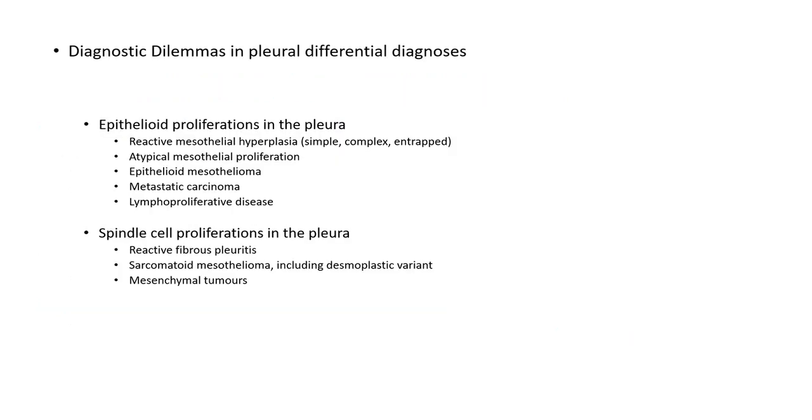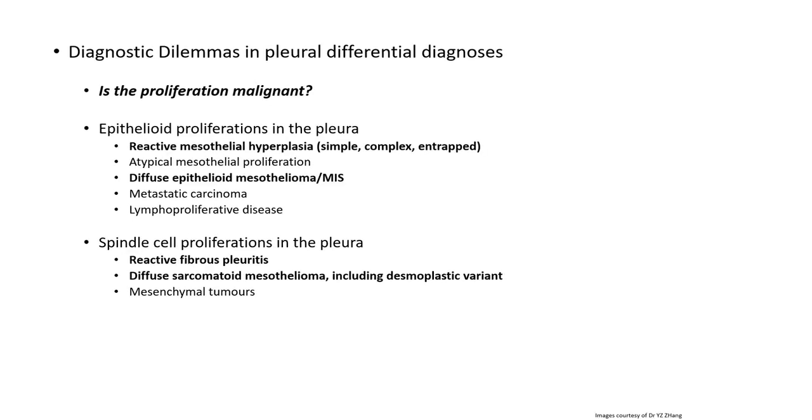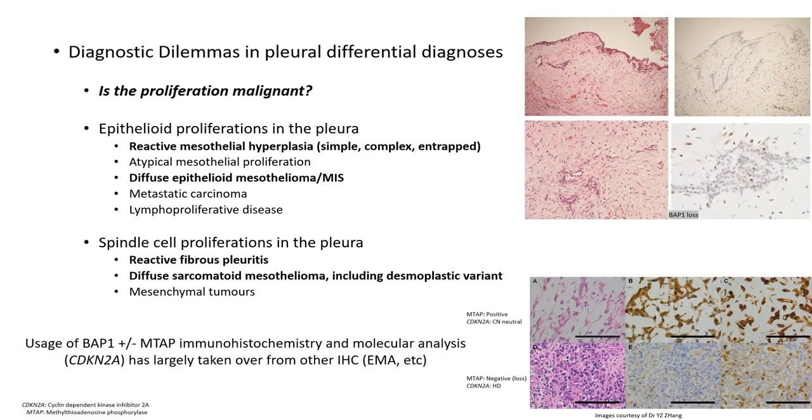So in relation to the differential diagnosis, the first thing for a pathologist is: is this a malignancy? And then we go to, is it a mesothelioma? So in relation to whether it is malignant, we have, as we've just discussed, either invasive or mesothelioma in situ, but we also have reactive fibrous pleuritis against sarcomatoid mesothelioma, particularly the desmoplastic variant. And in this situation, these new antibodies, which we've just discussed, are very valuable.